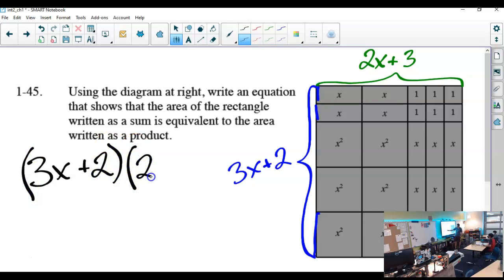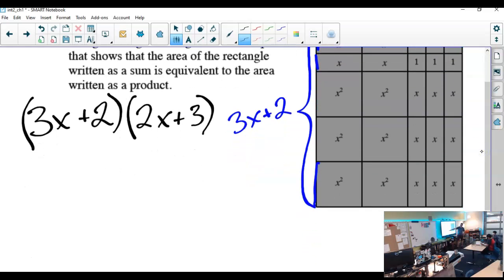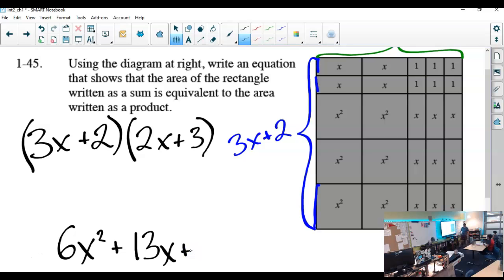times 2x plus 3, and then that's equal to, leave a little bit of space, that's equal to, how many x squareds do we have in total? 6x squareds. How many x's? Yeah, 13x. How many ones? 6.